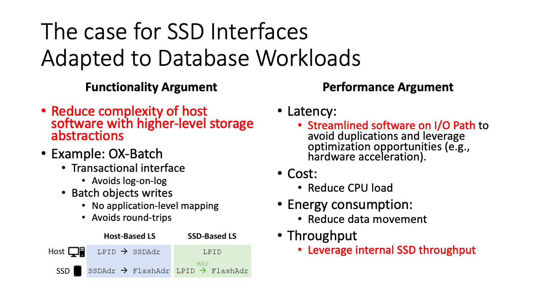In terms of performance, we want to streamline the I/O path. So we want to avoid duplication. We want to optimize across the layers. That's one of the things we did with the aux patch. We want to reduce the CPU load, so it's a cost argument. We want to reduce data movement, so it's an energy consumption argument. And we want to be able to leverage the throughput which is available inside the SSD as much as possible, and that's a throughput argument.